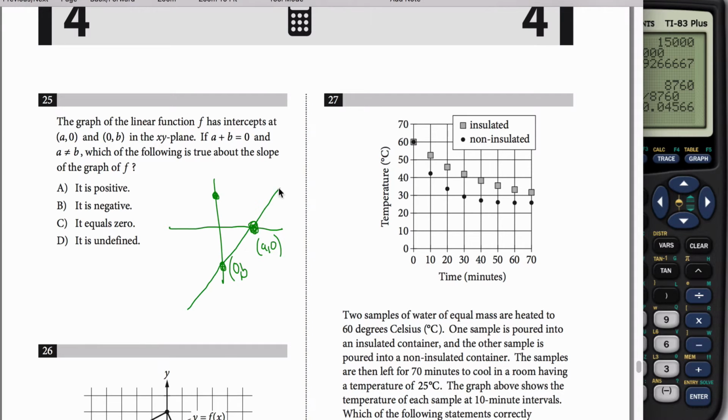This is one possibility for my line. Another possibility is that A is negative, in which case it shows up here, in which case B is positive, and so that would show up here, and I get this line. So these are my two possible lines. I don't know which of these two lines it is, but it's one of these two. So which of the following is true about the slope of the graph of f? What do these guys have in common in terms of their slope? Well, they're both positive. That's my answer. It is negative. Nope. It equals 0. Nope. It is undefined. Nope. My answer would be A.